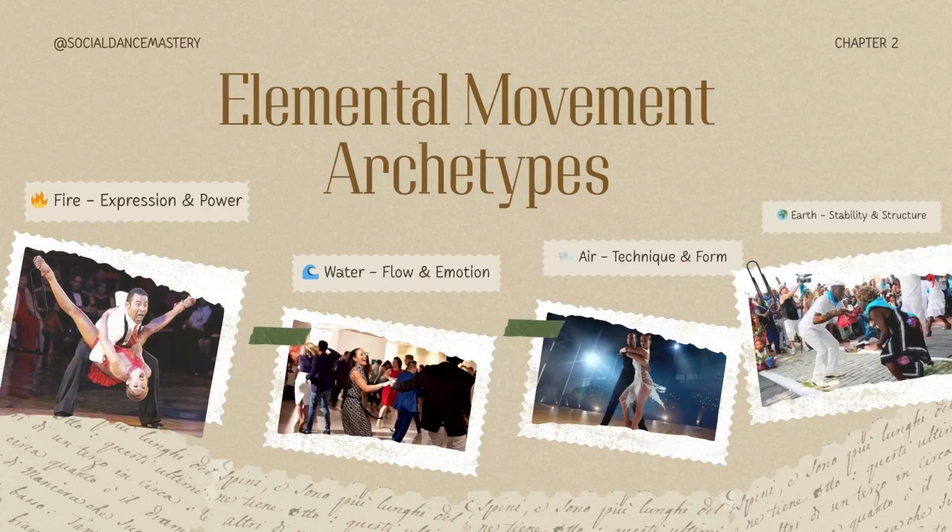Fire, let's talk about fire, right? Fire is movement that is passion, power, initiation, sharp, and direct. Water is movement that is emotion, adaptability, sensuality, flowing, and receptive. Air is movement that is formulaic, technical, light, and imaginative, conceptual. Earth is movement that is grounded, rhythmic, stable, rooted, and strong.